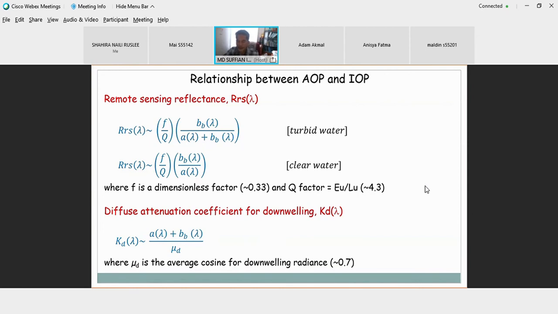It depends on solar radiation. Itu kita boleh kira lah. Kalau you tahu ukur berapa, you ukur dan hari apa, kita boleh kira mu d, average cosine for downwelling radiance. So there is a good correlation between AOP, apparent optical properties, and inherent optical properties, because absorption and scattering control the spectral distribution of light in the water column.